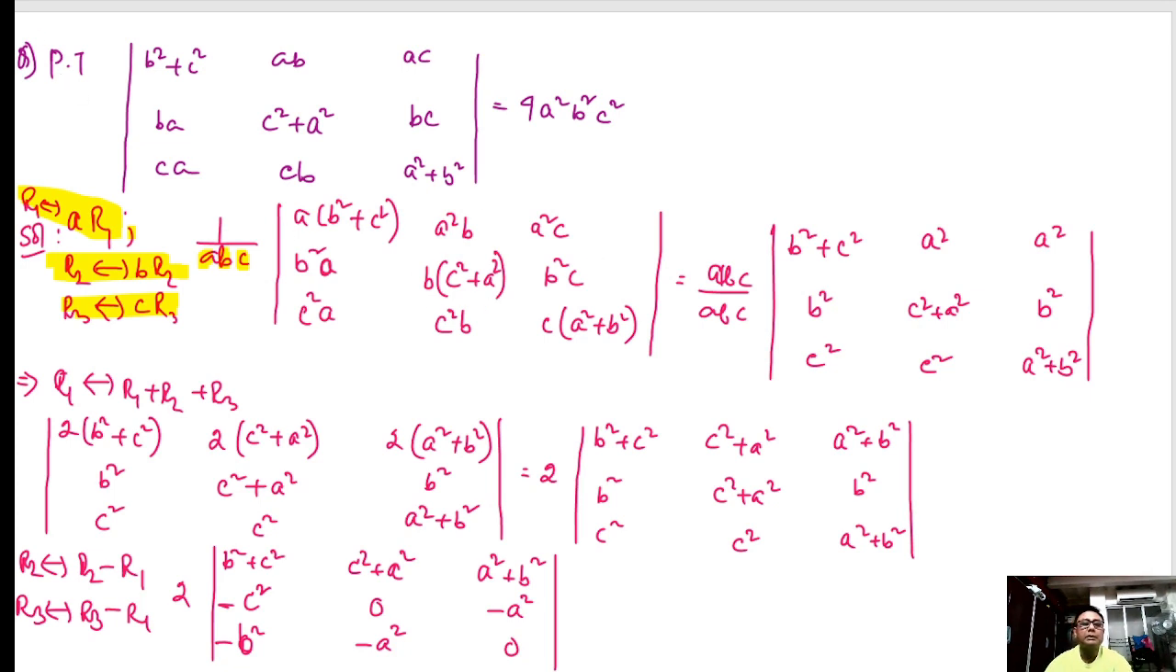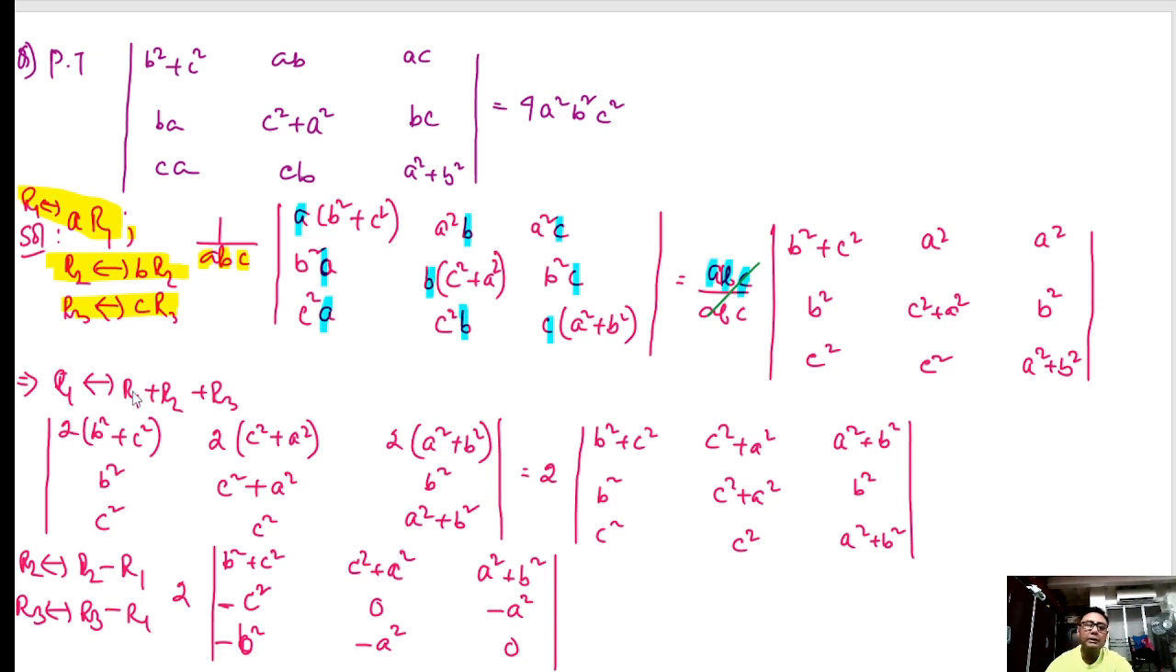And now watch one thing. We are taking A common from the first column, B common from the second column, C common from the third column. So when I do this, this cuts out and this remains.